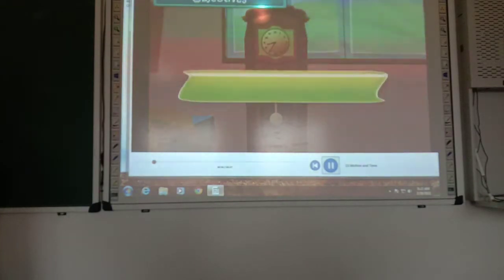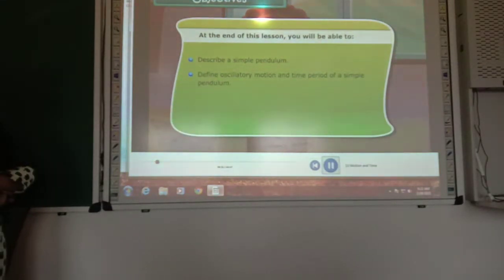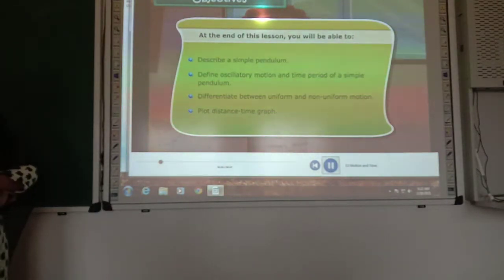Objectives. At the end of this lesson, you will be able to describe a simple pendulum, define oscillatory motion and time period of a simple pendulum, and differentiate between uniform and non-uniform motion and draw a distance-time graph.